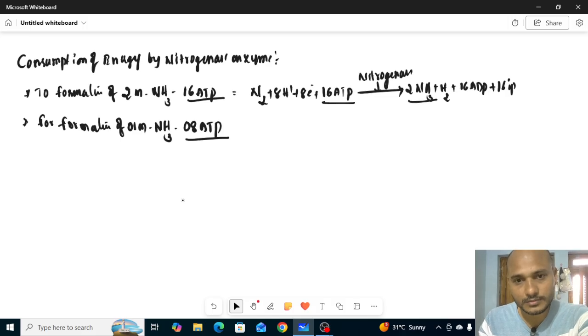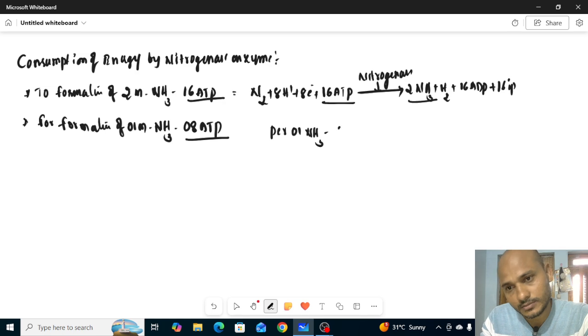But in the exam, they will trap you regarding this ATP. So you need to remember, if in the exam they ask for one molecule of ammonia formation, the required energy is 8 ATP. If in the exam they ask for fixation of nitrogen, how many ATPs are required, it means 16 ATPs.